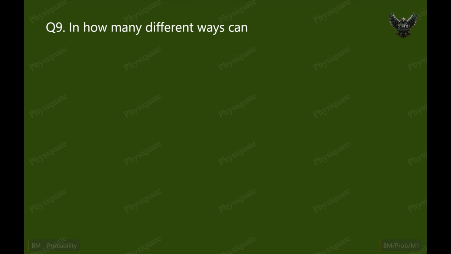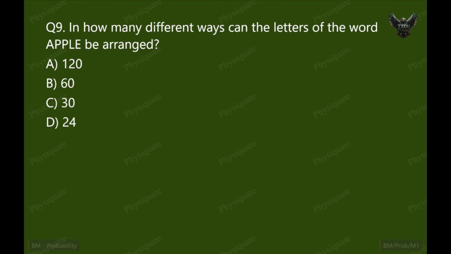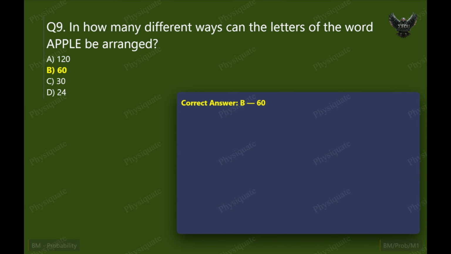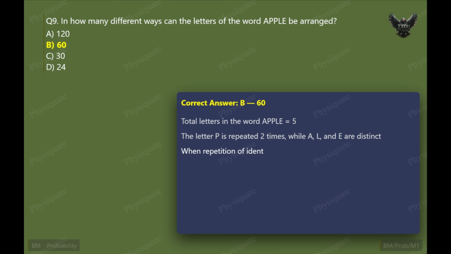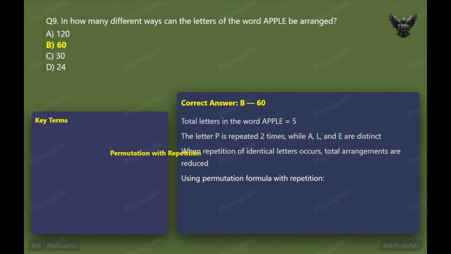Question 9. In how many different ways can the letters of the word apple be arranged? Correct answer is option B. Total letters in the word apple equals 5. The letter P is repeated 2 times, while A, L, and E are distinct. When repetition of identical letters occurs, total arrangements are reduced. Using permutation formula with repetition.